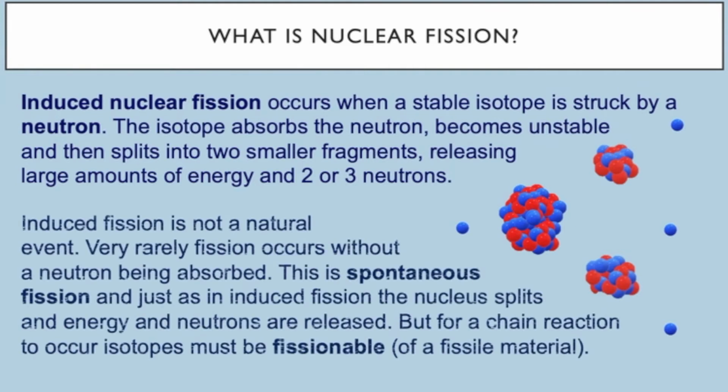Okay, so fission is the splitting of a nucleus into 2 other parts and 2 or 3 neutrons. Induced fission is not a natural event, as I said. Very rarely fission occurs without a neutron being absorbed. This is spontaneous fission, and just as with induced fission, the nucleus splits and energy and neutrons are released. But for a chain reaction to occur, isotopes must be fissionable, or a fissile material, and we'll look at what that means.